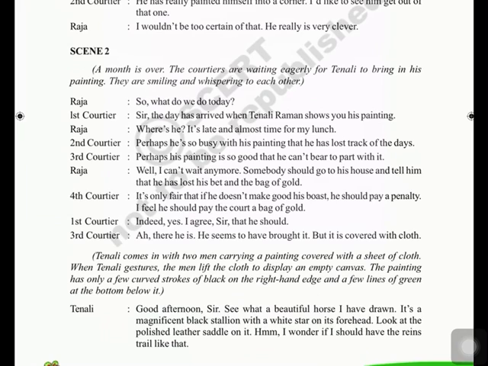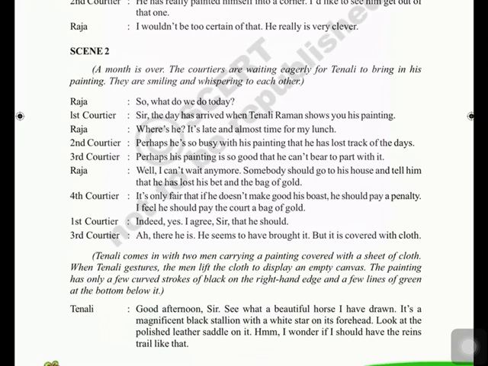Second courtier: Perhaps he is so busy with his painting that he has lost track of the days. He might be so busy with his painting as he doesn't know how to draw. So he might have forgotten that the month is also completed. Third courtier: Perhaps his painting is so good that he can't bear to part with it. So they have started talking in a humorous way, in an amusing way. I think his painting might be so good, so he doesn't want to show it to us.